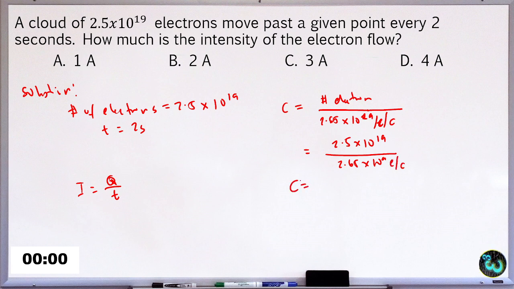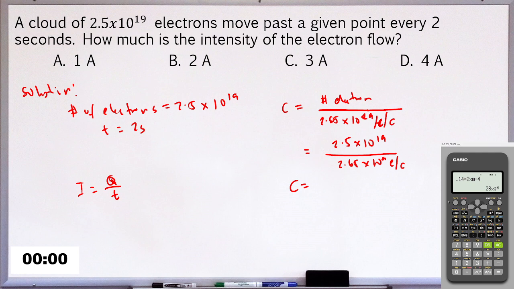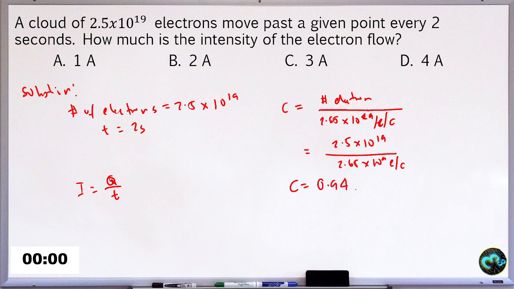So, our charge will be equal to 2.5 times 10 to the power of 19 divided by 2.65 times 10 to the power of 19. Okay. So this will be equal to 0.94 coulomb, no? So this will be our charge pala, no?